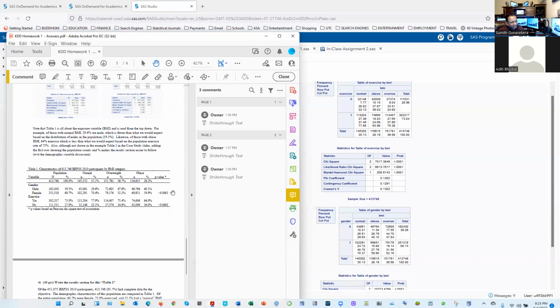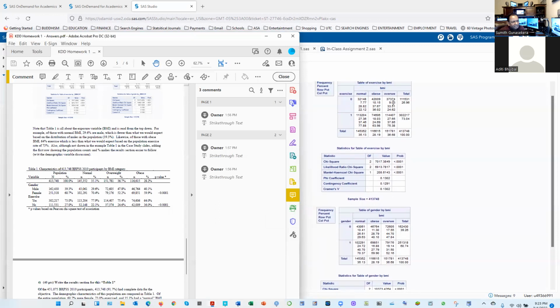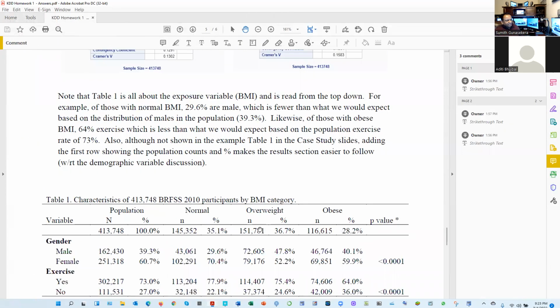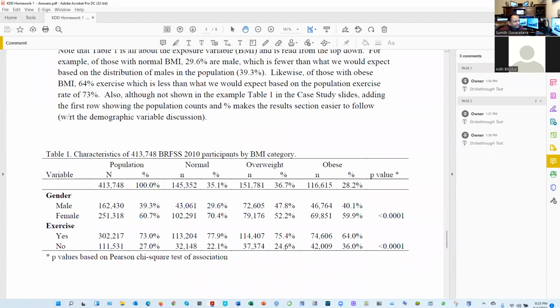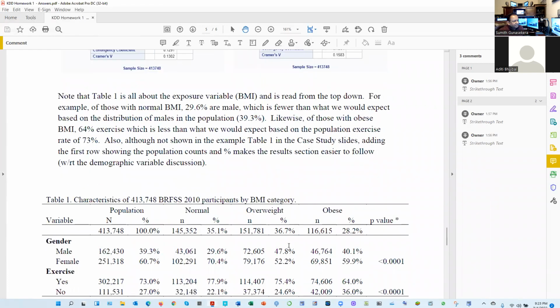The p-value comes here. And the other one, BMI versus, sorry, gender. That's the same thing. P-value, gender versus BMI, BMI versus exercise, and put it over here, both of them. Like this. So your table should be like this. You can talk about that.